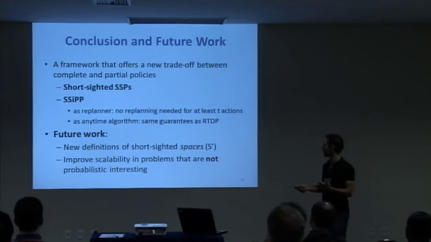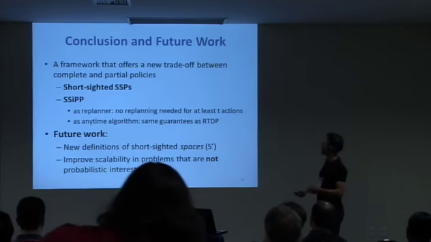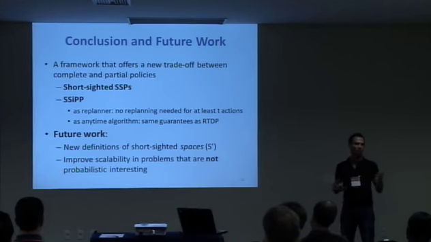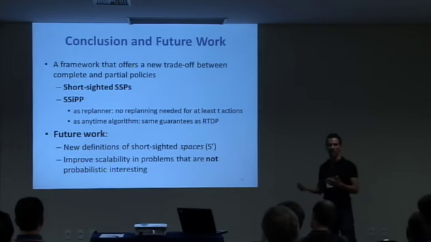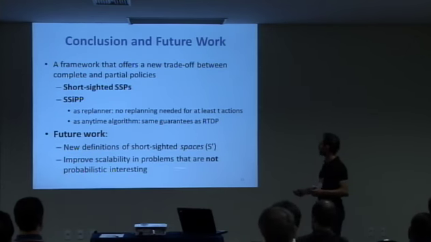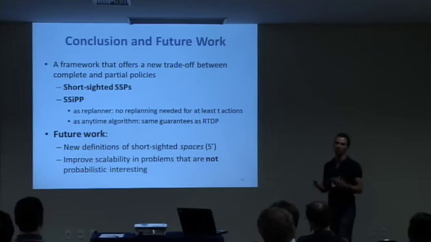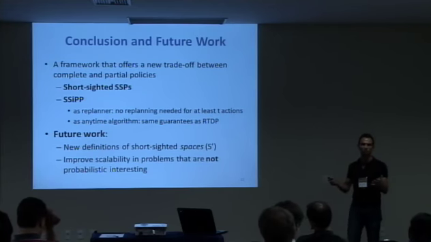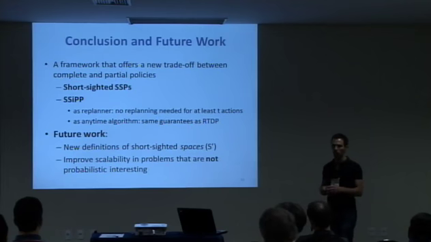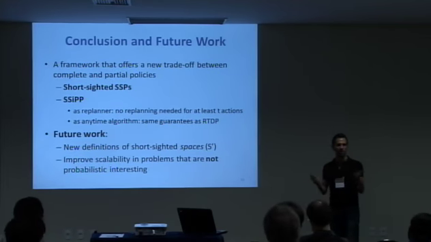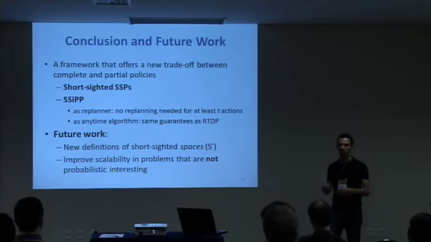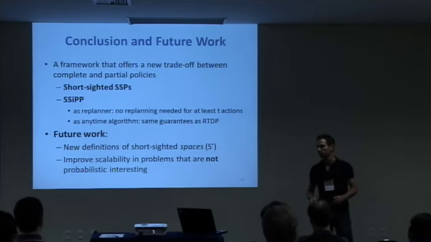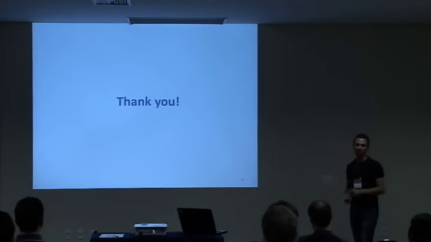And as for future work, we are looking at a new definition of short-sighted spacing, that S prime. How can we define that differently? We already have some ongoing work on that. And to improve the scalability on the non-probabilistic interesting problems. For instance, Blocksworld, when you have several non-optimal solutions, can we just ignore the probabilistic interesting part of it? There are no dead ends. Can we just get a cheap solution out of that? And basically that is it. Thank you.